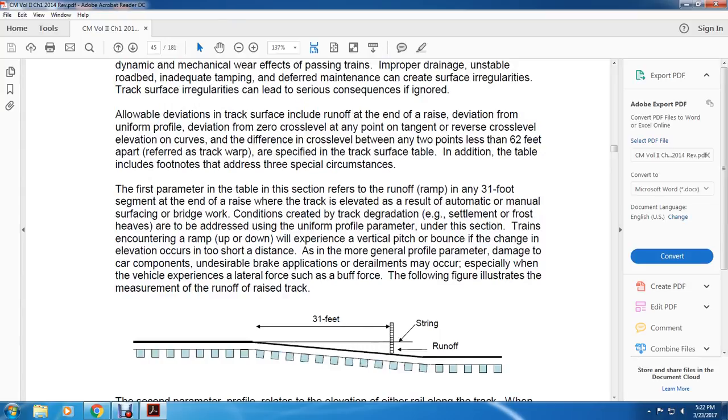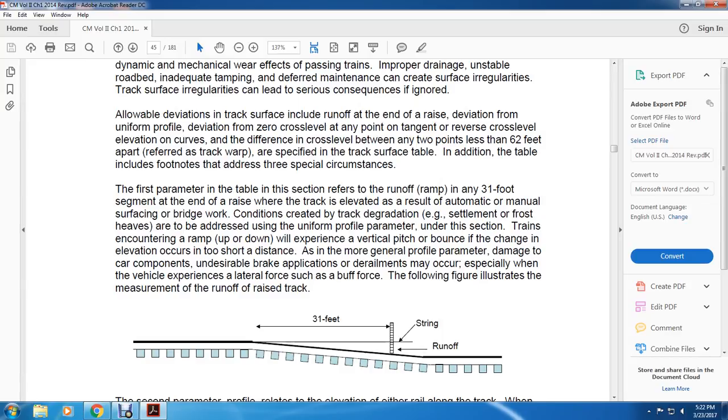The first parameter of the table refers to the runoff of the ramp at any 31-foot segment at the end of the rails where the track is evaluated, the result of an automatic or manual surface bridging work condition created with the track gradient and the settlement or frost heave. Addressing the uniform profile parameter, trains encountering the ramp will experience vertical pitch and bounce when the change in elevation occurs in too short a distance. This can cause damage to car components, undesirable braking application, and derailments may occur, especially when the vehicle experiences lateral force such as buff force.